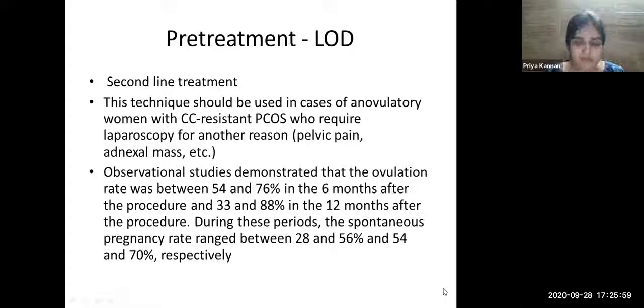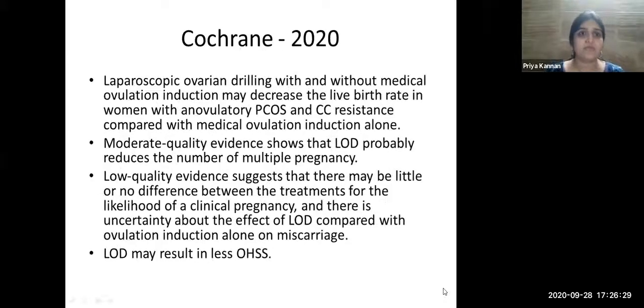And during this waiting time, spontaneous pregnancy rate ranged between 28 and 56%, and in a year it was about 54 to 70% respectively. However, because of the low quality of evidence that is associated with observational studies, we may not be able to admit this as very high quality evidence, but it is always good to know the direction in which evidence might be coming later on as well.